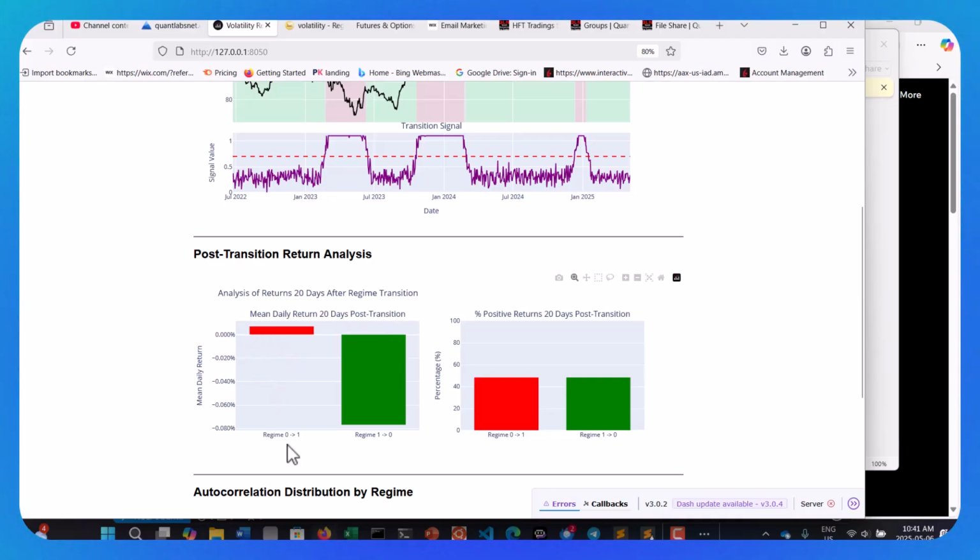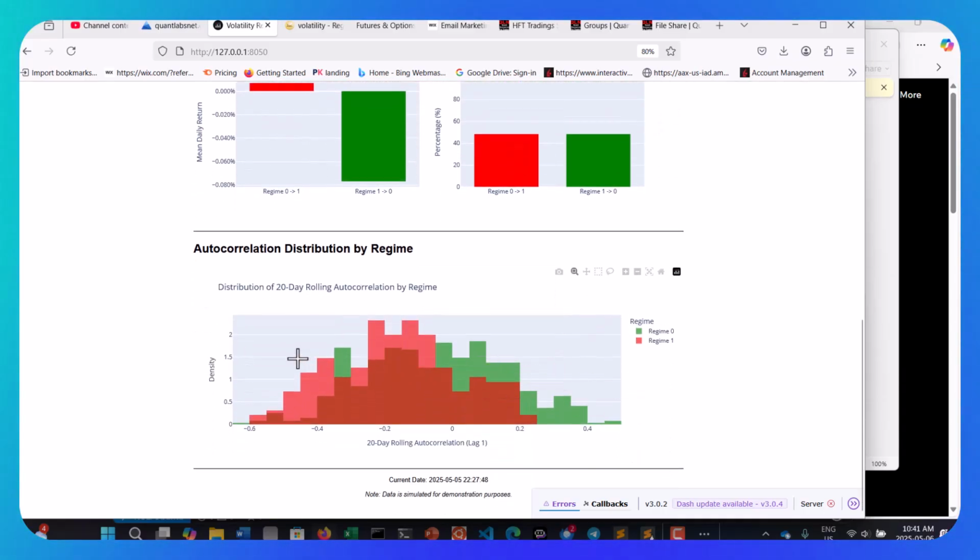So in this case, we have a regime of 0 and a regime of 1. Go into detail what that is in a minute, where we have a mean daily return, if it's positive or not, and knowing when to trade, when not to trade. In this case, we have a positive one over 20 days based upon that transition. And then there's also, similar to a normalized distribution graph, we have distribution over 20 days by the different regime. And again, it's simulated at 1 or 0.